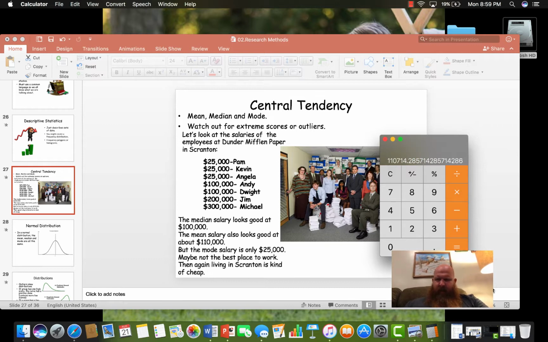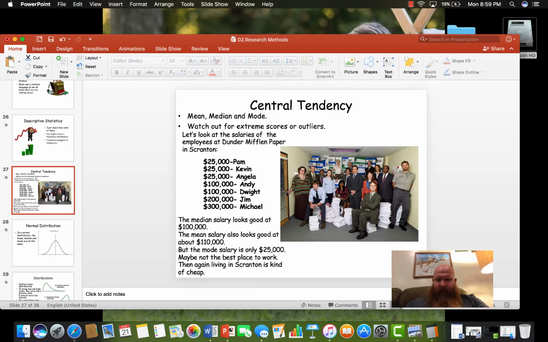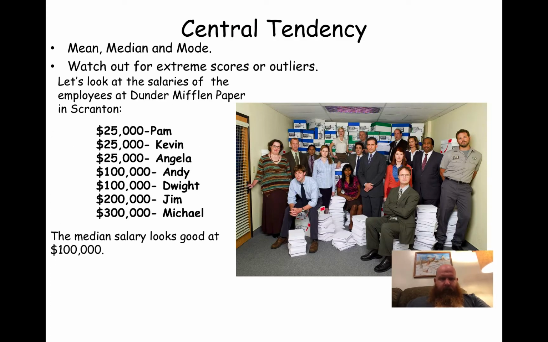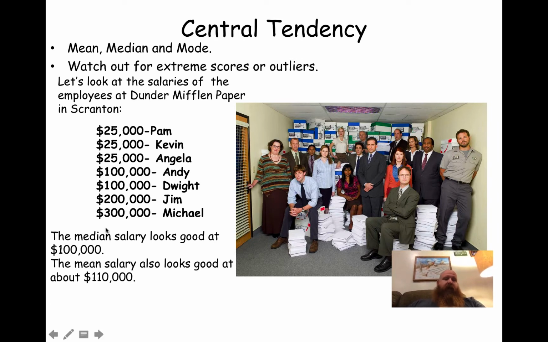There you go, 110. So let's bring the PowerPoint back up. Median salary. I've already done the mean. But remember, median is the middle. So there's 1, 2, 3, 4, 5, 6, 7. If we use the middle one right here, 3 above, 3 below, that would be Andy at $100,000. So this would be your median. We've already done the mean, 110, and the mode is only 25,000 because you've got 3 of those.